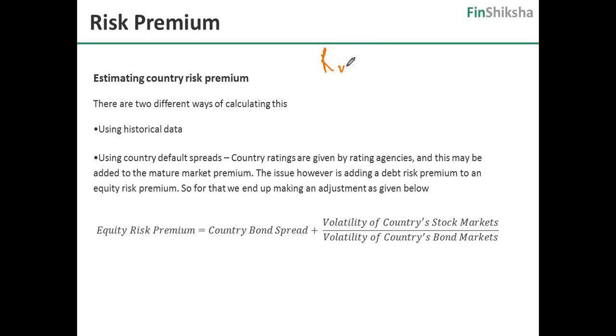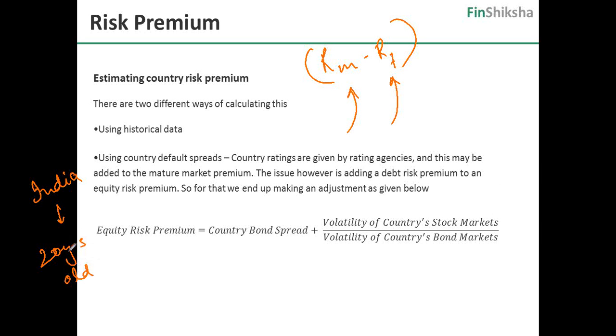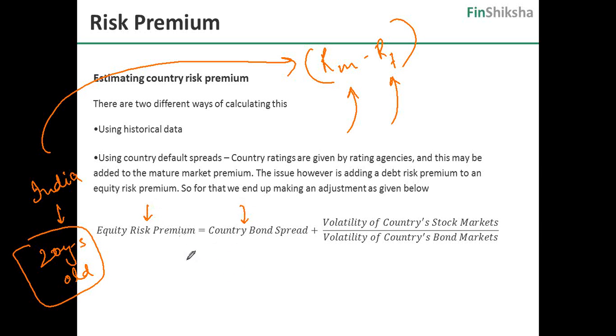Risk premium, which is RM minus RF, could either be given to you, or you could be given historical stock returns and risk-free rates and you can take the difference and find it out. Alternatively, historically, the problem with a country like India is that the stock market is practically about 20 years old. So you do not have enough data to confidently find out this number. In this case, what you find out is the bond spread of the country. The risk premium effectively is the bond spread of the country times the ratio of volatility of the country's stock markets to volatility of the country's bond markets.